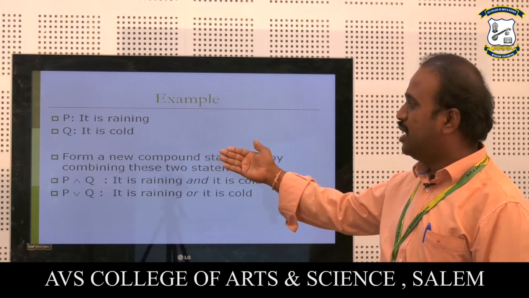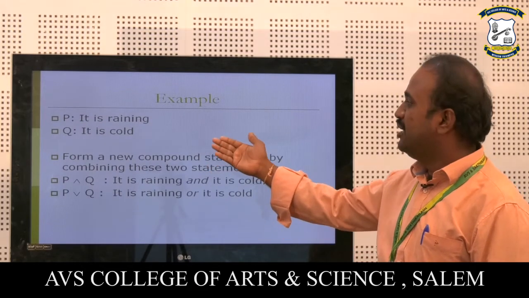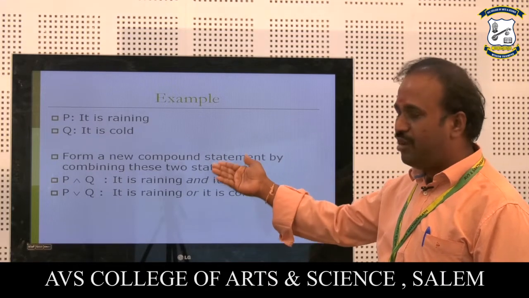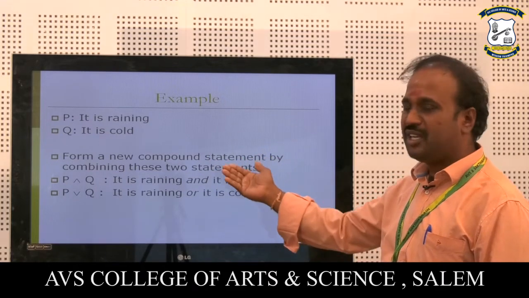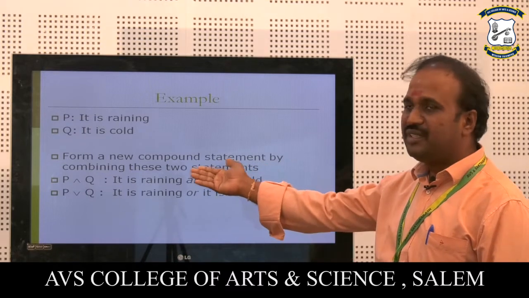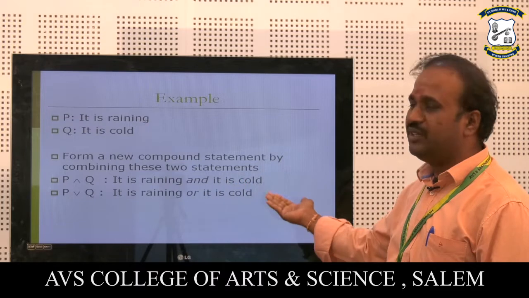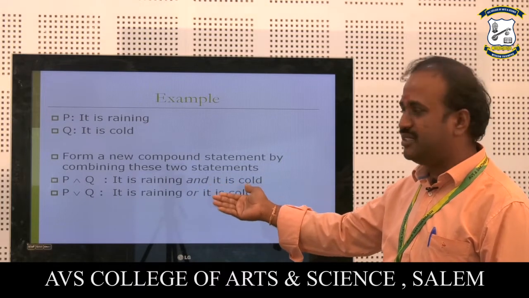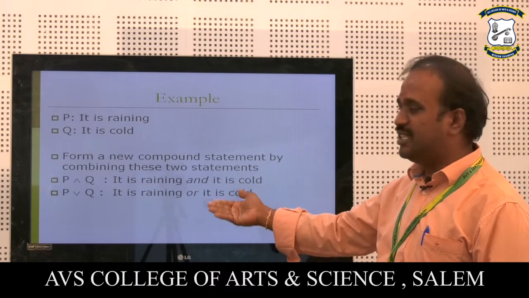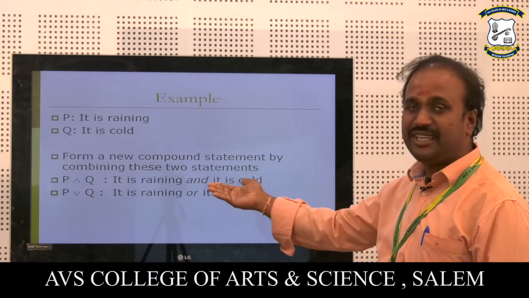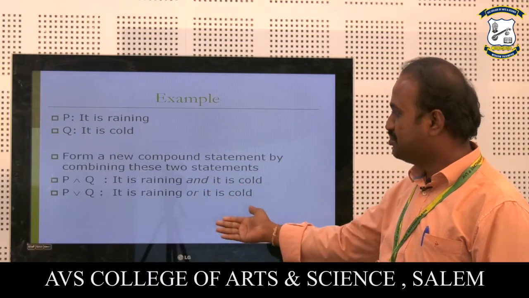Example for conjunction: P statement, it is raining, and Q statement, it is cold. Form a new compound statement combining these two statements. P and Q: it is raining and it is cold. This is an example for the conjunction. And next one is disjunction. P or Q: it is raining or it is cold. This is an example for the disjunction.